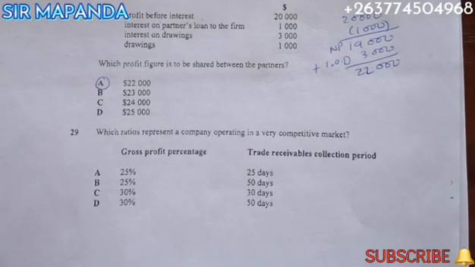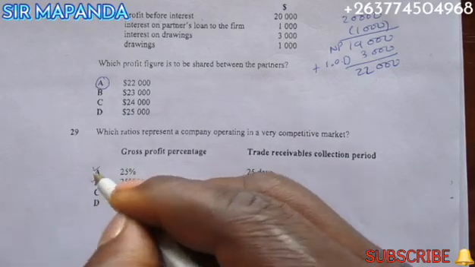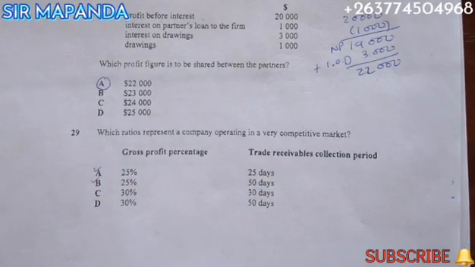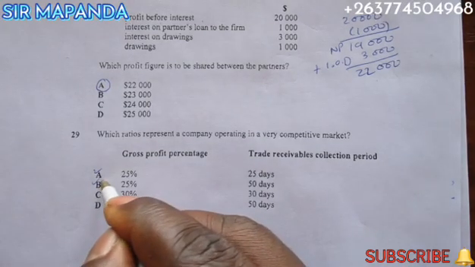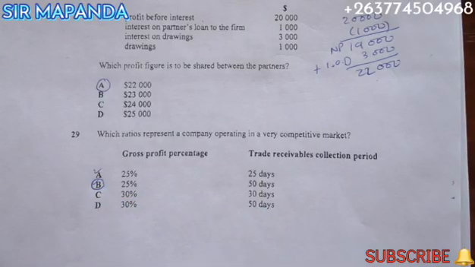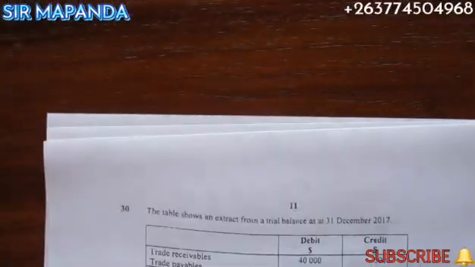So my answer is between A and B. Why? Because on A and B we have a lower gross profit percentage. Right. Then I'm going to take B as the best answer. Why? Because B has got a higher trade receivables collection period, giving us more grace period to debtors to settle their bills, we attract more people. So B becomes your answer. We move on to question number 30.